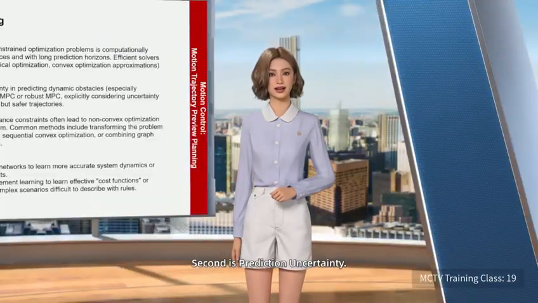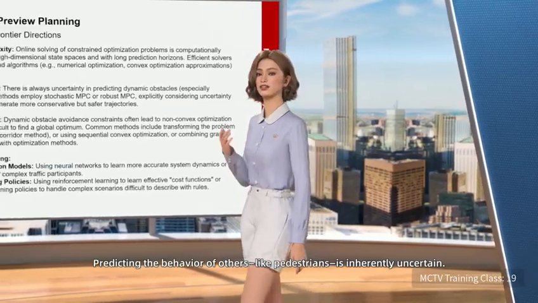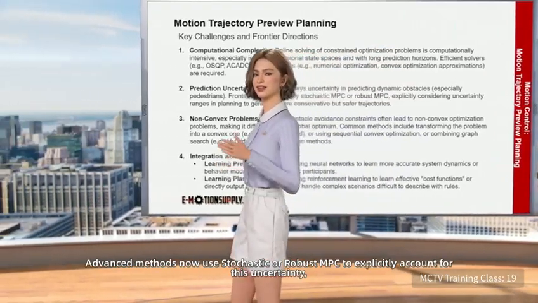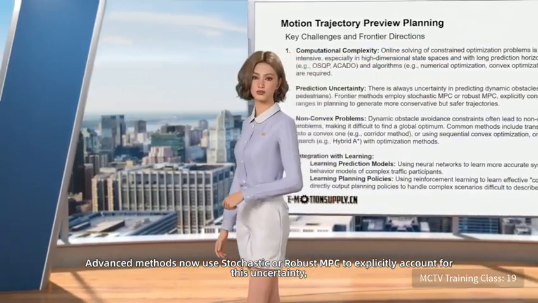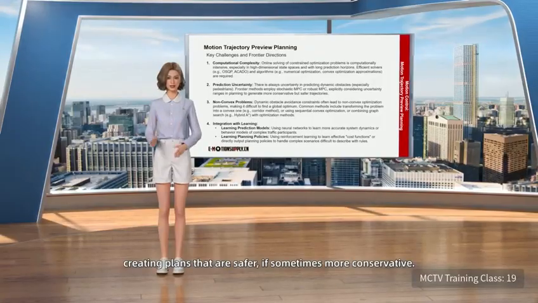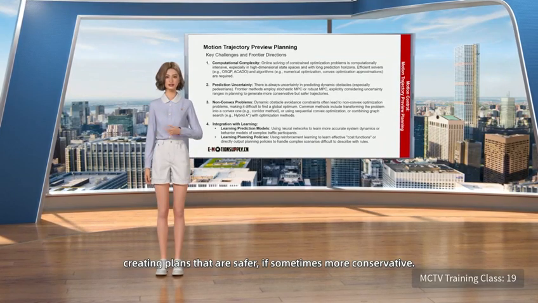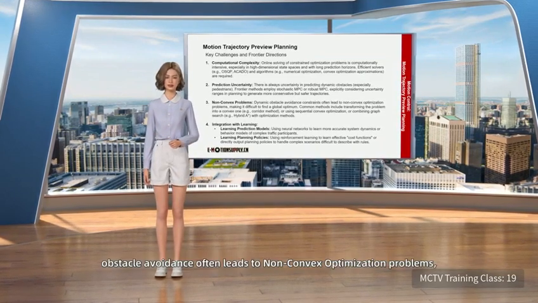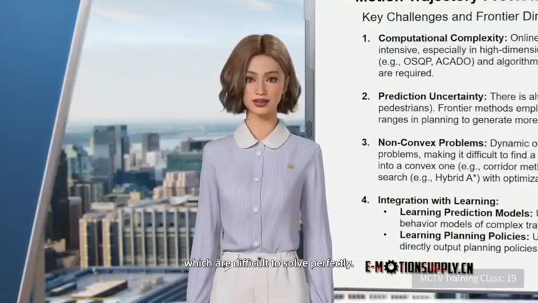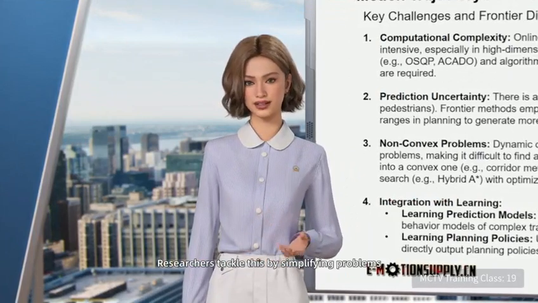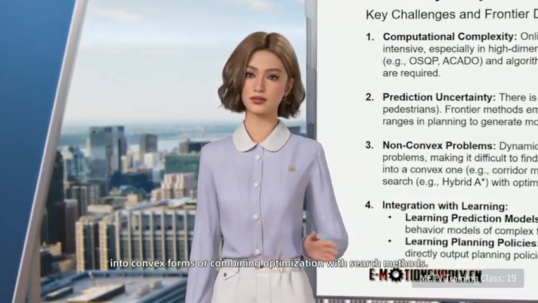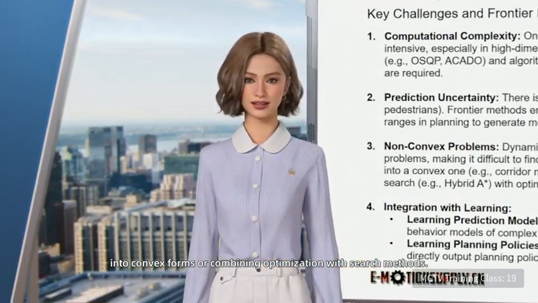Second is prediction uncertainty. Predicting the behavior of others, like pedestrians, is inherently uncertain. Advanced methods now use stochastic or robust MPC to explicitly account for this uncertainty, creating plans that are safer, if sometimes more conservative. Third, obstacle avoidance often leads to non-convex optimization problems, which are difficult to solve perfectly. Researchers tackle this by simplifying problems into convex forms or combining optimization with search methods.